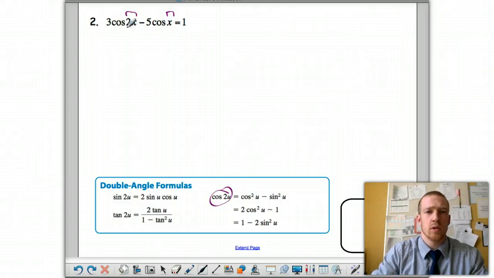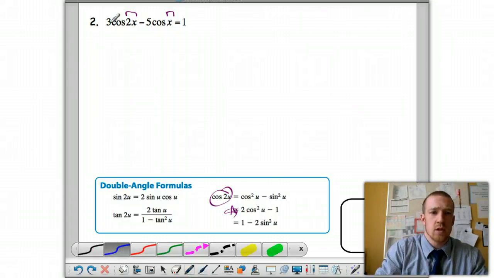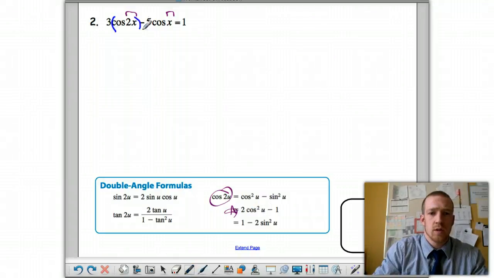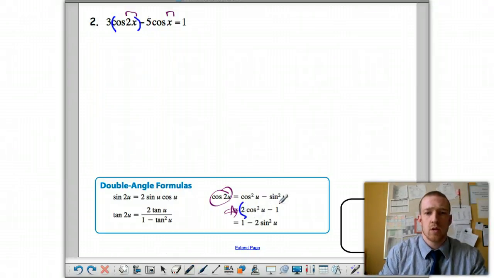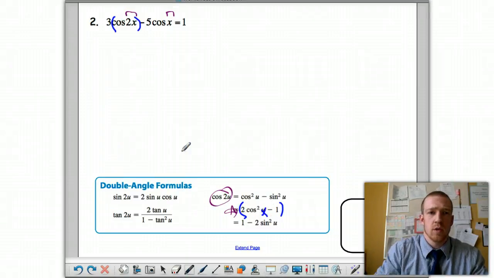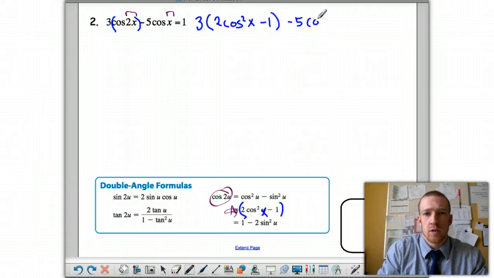So which one do we want to use? Well, we don't want to use this because this involves a sine. This will give us a sine and a cosine in one equation. We don't want that, so we're going to use this one. So I'm just going to substitute in, instead of cosine of 2x, 2 cosine squared x minus 1. So that gives me 3 times 2 cosine squared x minus 1, and then minus 5 cosine x equals 1.